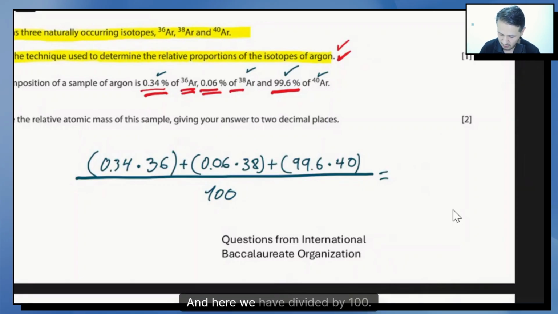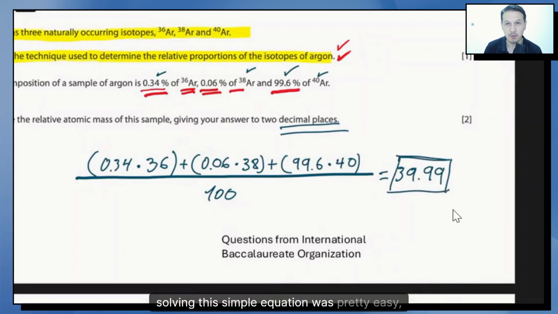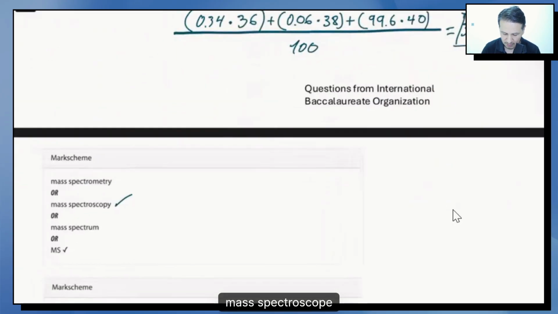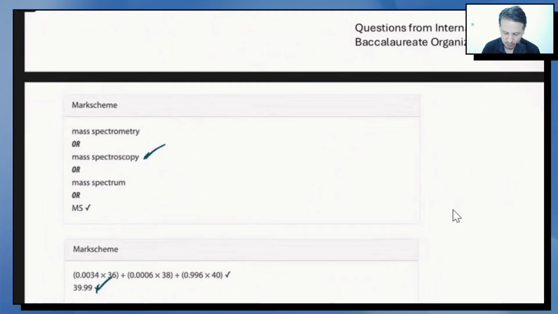100. And here we have divided by 100. This is 39.99. It says 2 decimal places, 39.99 by solving this simple equation. Was very easy, right? Here we have mass spectrometry will be the technique used.